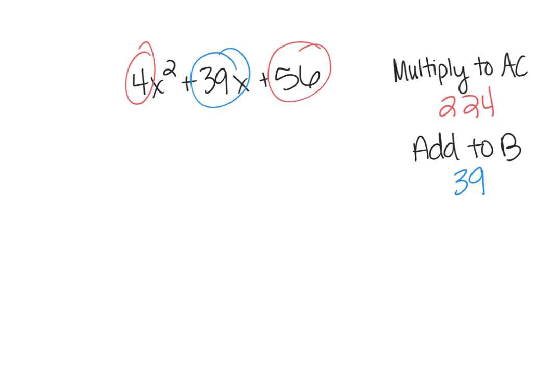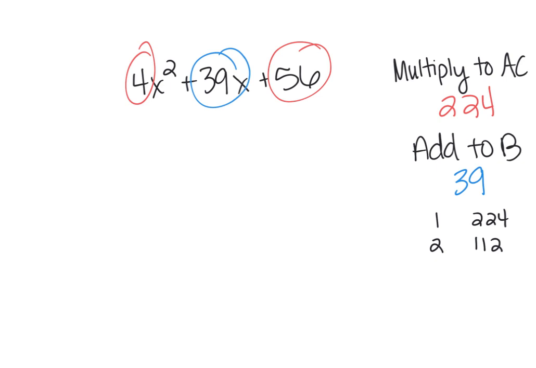It's going to be hard to figure this one out because I don't know things that multiply to 224 off the top of my head. So a lot of times what I'll do is I'll just go through the list. I'll start with 1 and 224. Then I look at 2. When I do this, 2 and 112. Right now, these are not adding to 39.